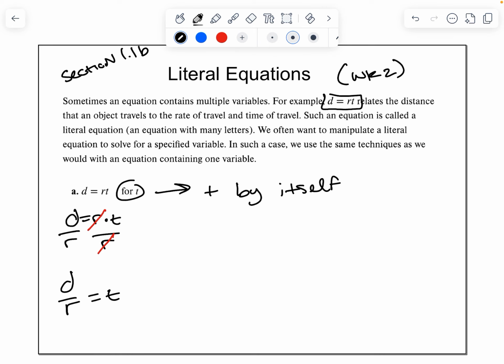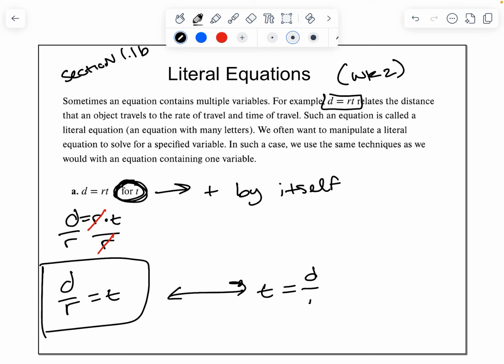As soon as we have the variable that it says, solve for t, by itself, we're done. So that's what t is equal to. It's equal to d over r. It doesn't matter in what order that's written. We could write it as t equals d over r or d over r equals t. Those are interchangeable. It does not make a difference.